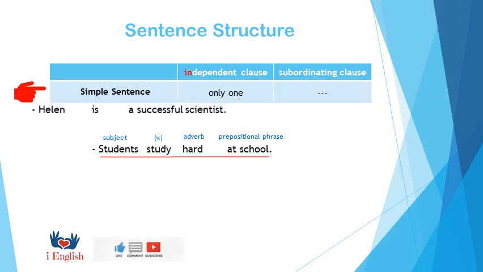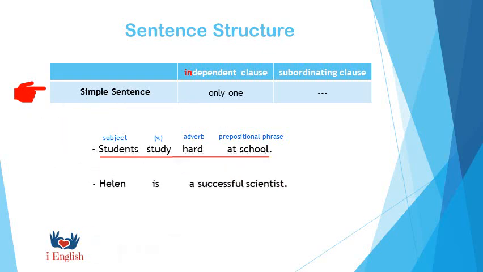Another example, Helen is a successful scientist. Helen is subject, is verb. A successful scientist is a positive phrase. All of it makes us a simple sentence which has only one independent clause.